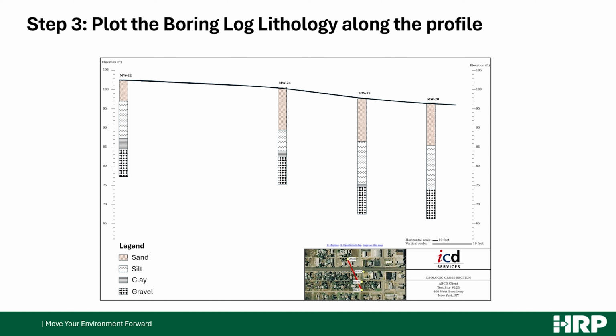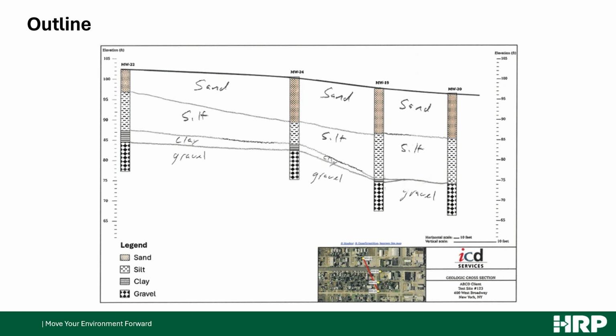So the next step, once you have your boring logs plotted on your line of section, is connecting the layers. I like using a pencil and just going through and connecting my layers in a way that's simple and makes sense. What you don't want to do is try to overcomplicate your line of section. If you have multiple layers and you're not sure where things go, it's better to be conservative when you're connecting the layers from one boring to another than try to make many layers that are disconnected and don't show a realistic geologic representation of the subsurface.